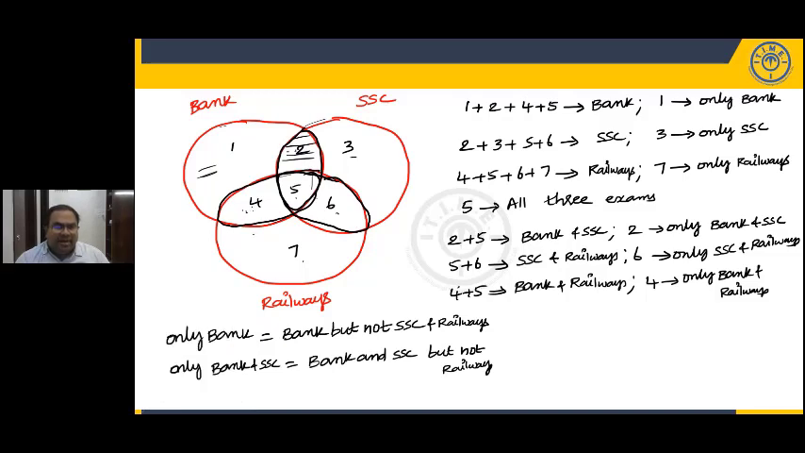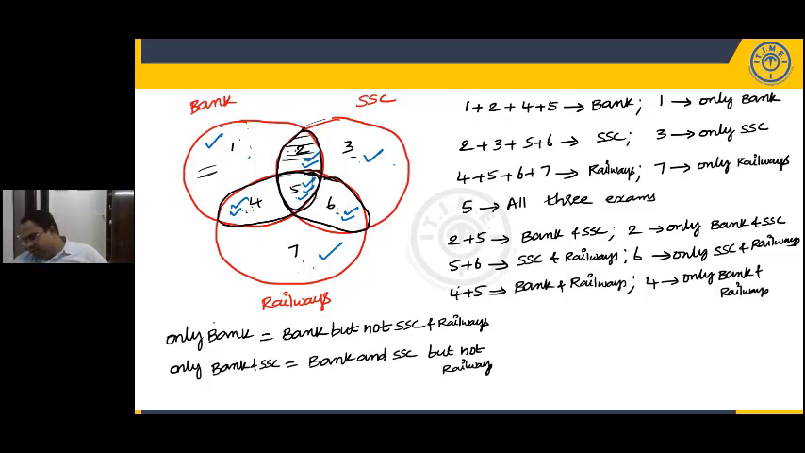People are writing exactly one exam or only one exam. This one: only bank, only SSC, only railways. People who write exactly 2 exams: bank and SSC, bank and railways, SSC and railways. People who write all 3 exams. So this region 1, 3, 7: people who write only 1 exam or exactly 1 exam. That is only bank, only SSC, only railways. 2 tick marks: exactly 2 exams. People who write bank and SSC only, bank and railways, SSC and railways. This is all 3, right? So take a screenshot.